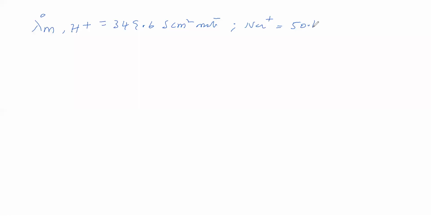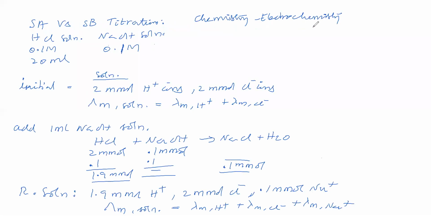Na plus is having lower limiting molar conductivity. Okay. Now let us see this value. Now let us see molar conductivity. Here H plus is 2 millimoles. Here H plus is 1.9 millimoles. Here Cl minus is 2 millimoles. Here Cl minus is 2 millimoles.